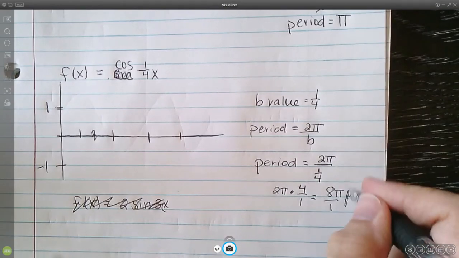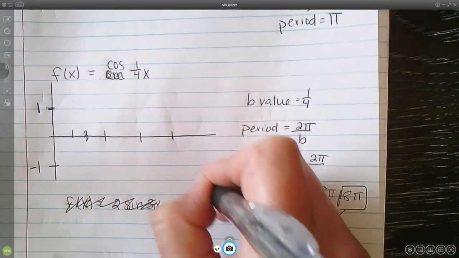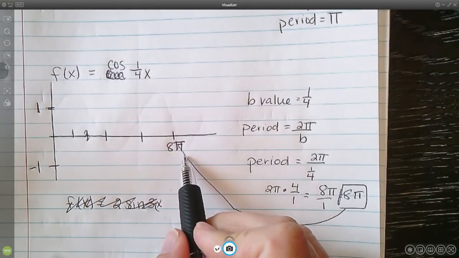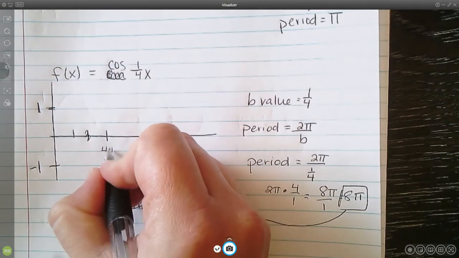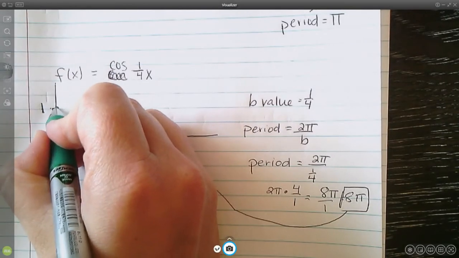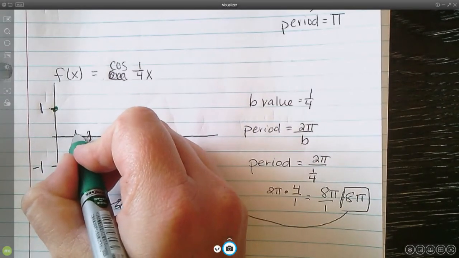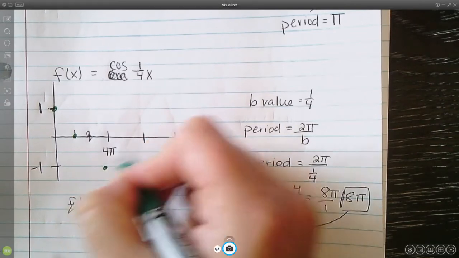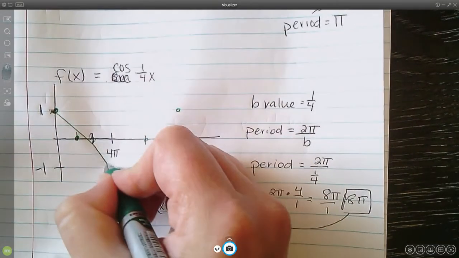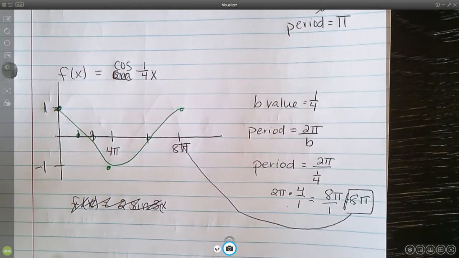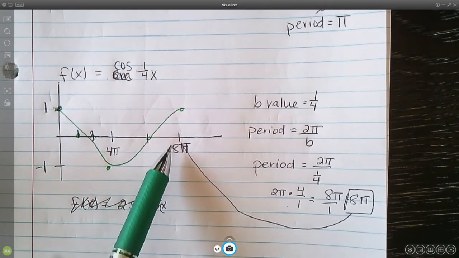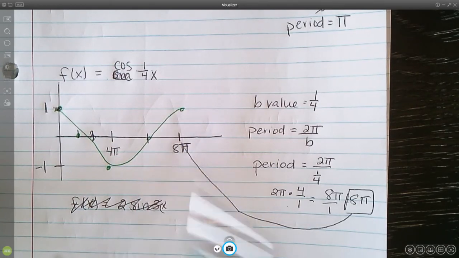So remember, this number goes right here on the 4th thing. So this is going to be 8 pi. And then half of that is 4 pi. So when we graph it, cosine starts high, and then it goes to O, and then it goes to low, and then it goes to O, and then back to high. So high, O, low, O, high. The only thing that's different is instead of this being 2 pi, it's 8 pi.